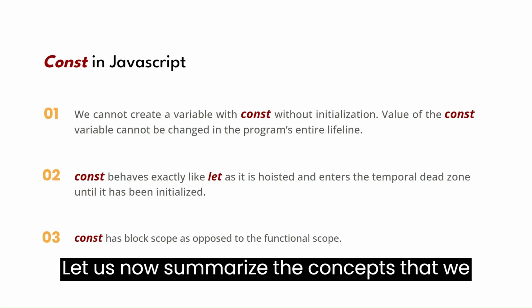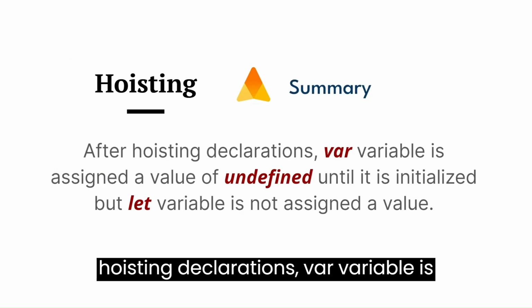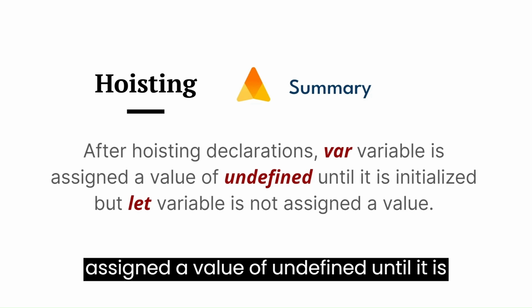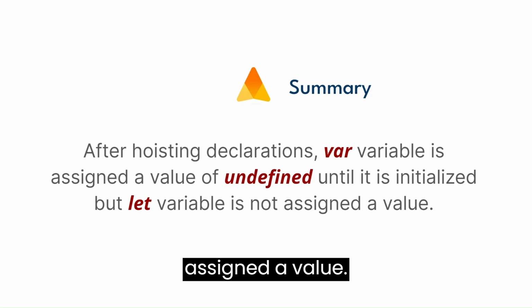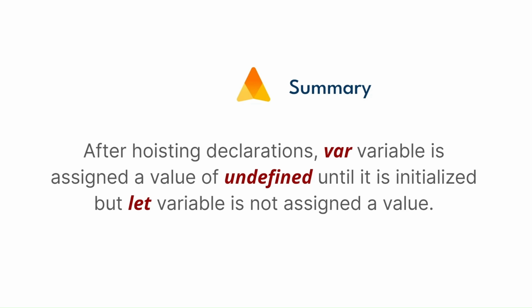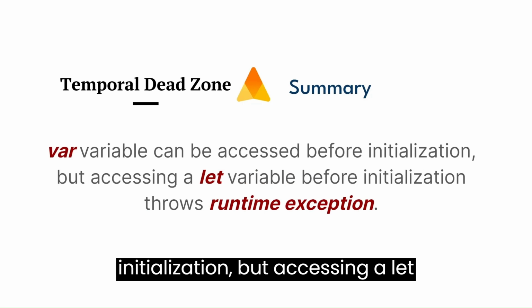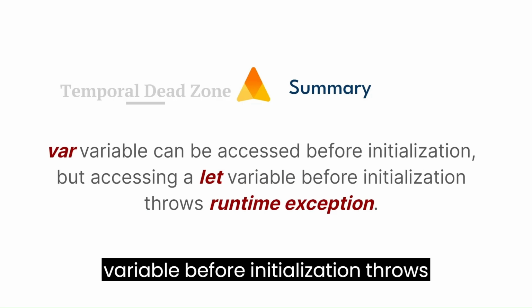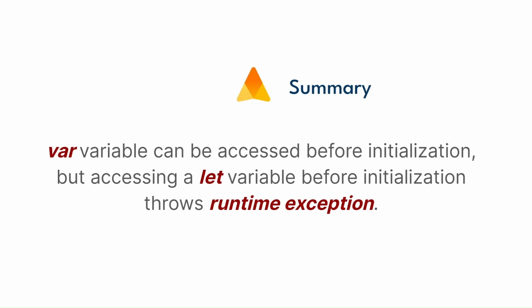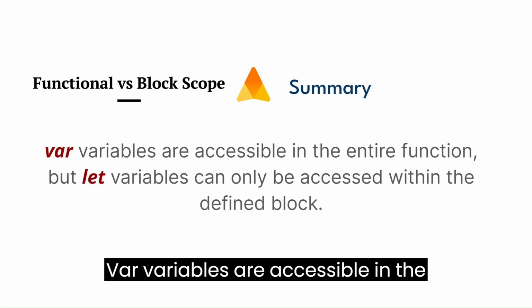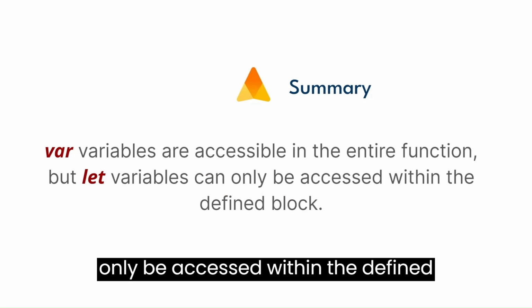Let us now summarize the concepts that we have learned in this video. After hoisting declarations, var variable is assigned a value of undefined until it is initialized, but let variable is not assigned a value. Var variable can be accessed before initialization, but accessing a let variable before initialization throws runtime exception. Var variables are accessible in the entire function, but let variables can only be accessed within the defined block.